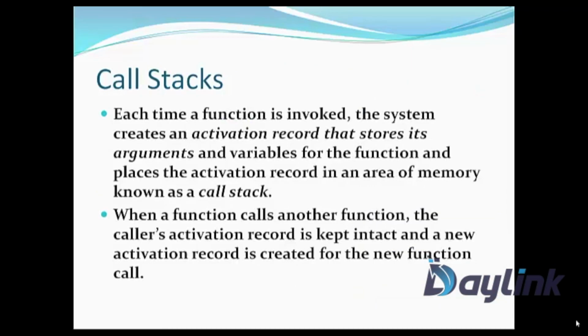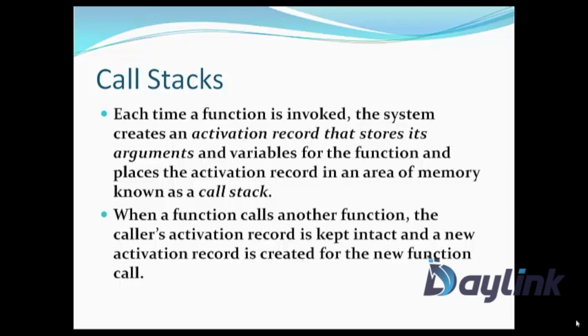Now we see the main topic of functions, called call stacks. Each time a function is invoked, the system creates an activation record that stores its arguments and variables for the function and places the activation record in an area of memory known as a call stack. When a function calls another function, the caller's activation record is kept intact and a new activation record is created for the new function call.